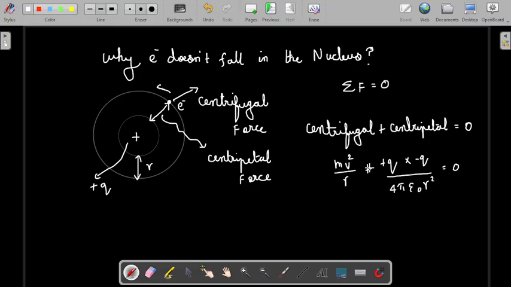If we move this term to the opposite side, we will get a simple formula, mv square, which will be equal to, for a conventional case, let's take q as e, e square divided by 4 pi epsilon naught into r, as the r will be cancelled. Okay, this is one equation. Let's make this equation number 1. In the series of lectures, I will be relating this equation to further things.